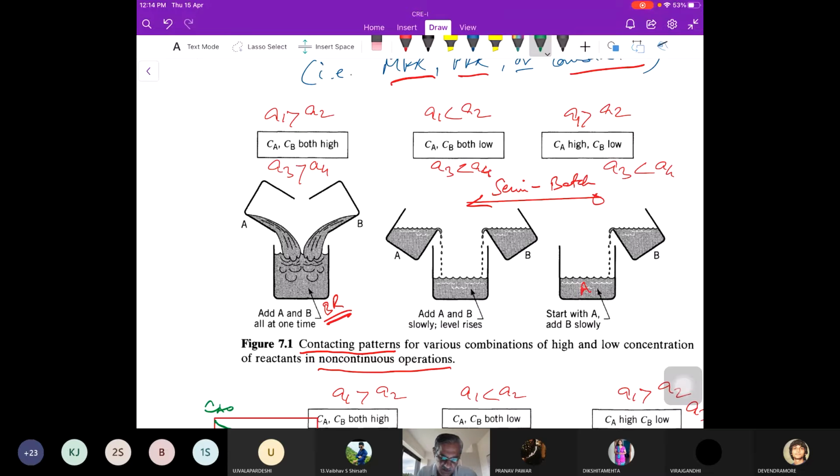And if A1 is greater than A2, that means A should be high, and if A3 is less than A4, then B should be low, right. So in that case we start with A, यानी कॉन्सेंट्रेशन ज़्यादा रहेगा, and slowly add B, that means B धीरे धीरे ऐड होगा, जितना भी रिएक्ट होगा ऐड होगा. So B will be low, A will be high.